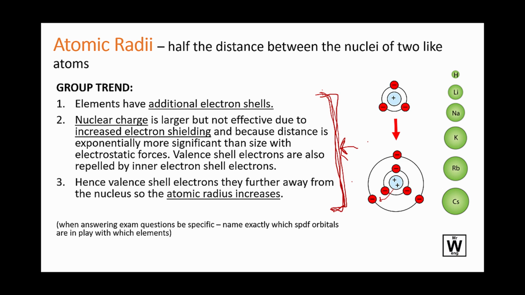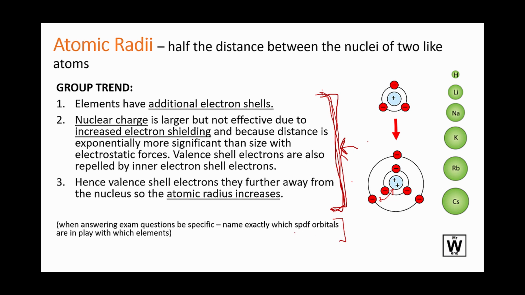is blocking that positive to negative attraction between the valence electrons and the nuclear charge, and the electron shielding is also repelling those electrons as well. Okay, so for all of those reasons, the valence shell electrons are further away from the nucleus, so the atomic radius increases. Okay, moving on to the next one.